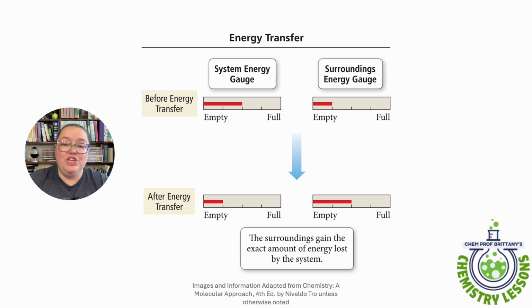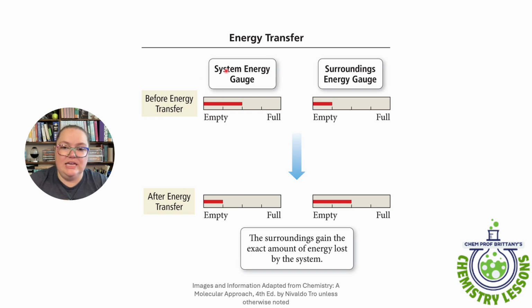So hopefully you can see that here. This is a demonstration of what happens. Again, we are never creating or destroying energy. What's happening is our system has a certain amount of energy, and the surroundings outside of the system have a certain amount of energy. Whenever an interaction occurs, we are just transferring that energy from one place to another.